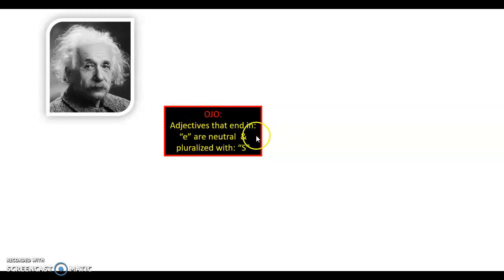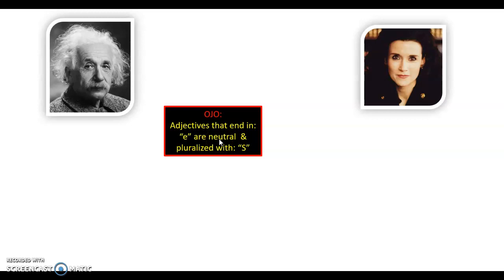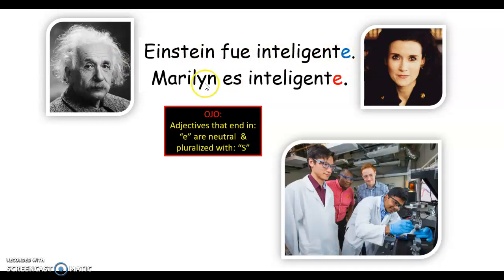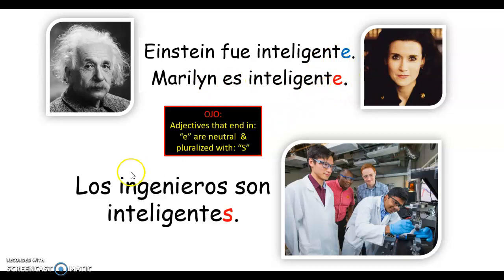So there are adjectives that end in e that are neutral, and you just pluralize them with an s. For example, Einstein fue inteligente. He's a boy, so that's masculine. And Marilyn es inteligente. She's a girl, so that's feminine. Los ingenieros son inteligentes. You add es, or you add an s. Even if these were female engineers, you would still say inteligentes. Las ingenieras son inteligentes.